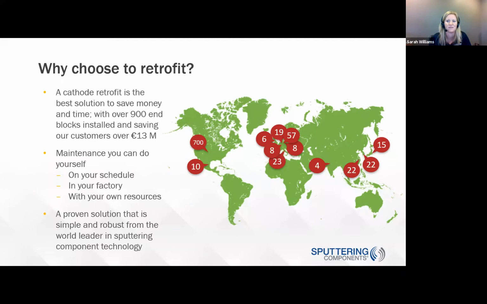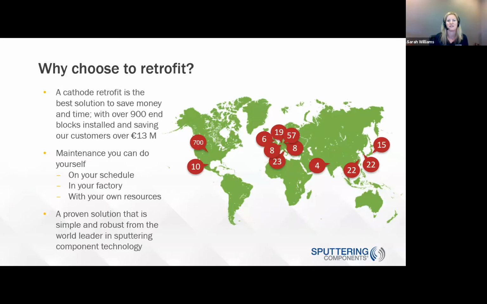SCI was built on finding a more reliable and easier to maintain en bloc, and so retrofits were a natural business area for us. You can see the map here with all the numbers on. We've got over 900 en blocs installed, and we've saved our customers over 13 million euros to date.